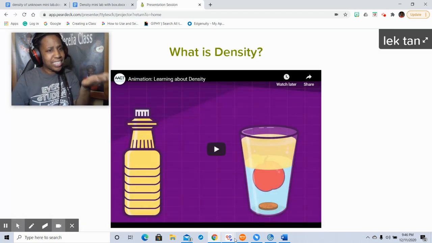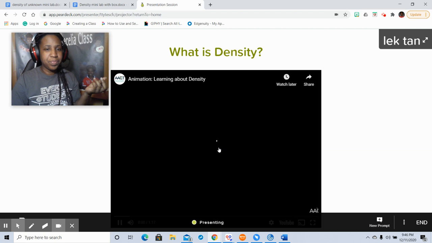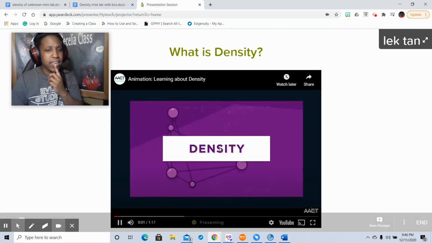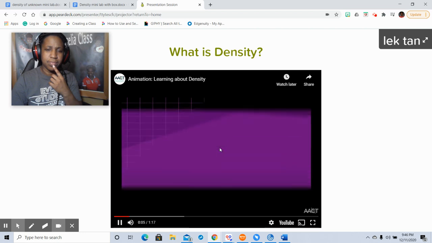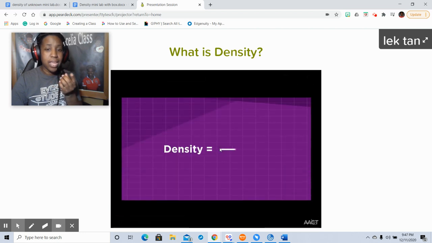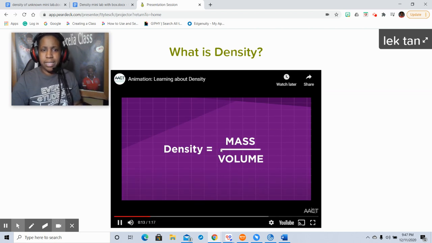So, as I said, what is density? Let's watch a short film about it. So, density. Density equals mass over volume. Keep that in mind. We'll come back to that concept later.